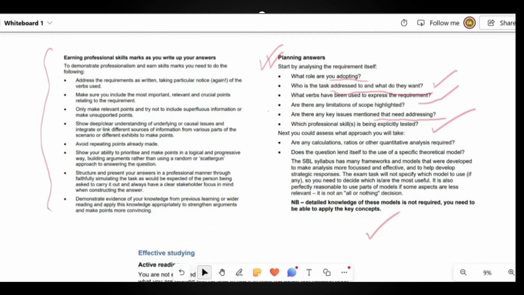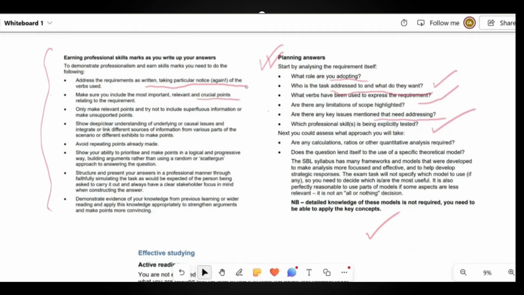Earning professional marks is very easy, but you have to be careful, and take care of the requirements, and be aware where the professional marks are and how to gain them. These things we will discuss in chapter 1 when we go through the detail of this book review. And then address the requirement as written, taking particular note again of the verb used. Make sure it includes the most important, relevant, and crucial points.